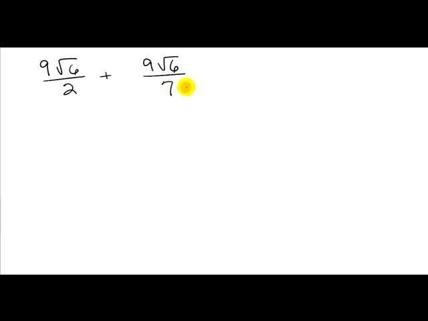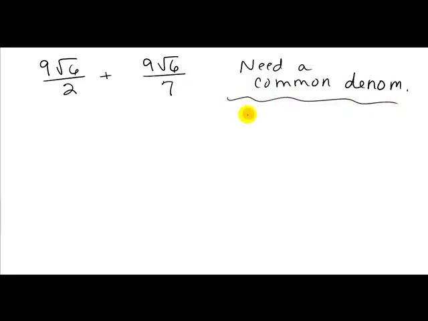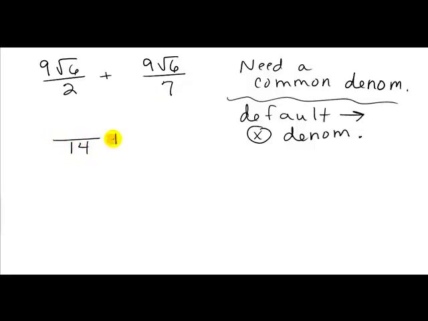Fractions. What do we need to do to be able to add fractions? We need a common denominator. For fractions, the default here, it may not be your smallest, sometimes it is, is to multiply the denominators you have. So 2 times 7 would be 14, and so that gives me my common denominator.